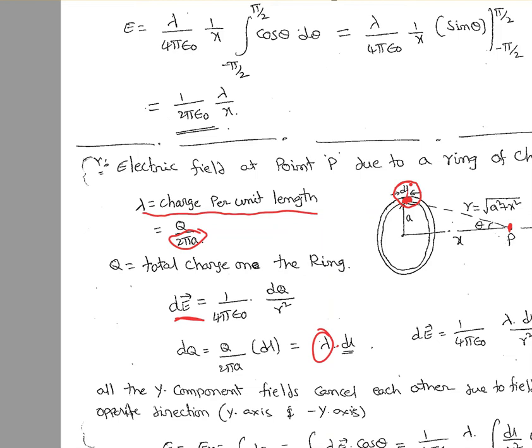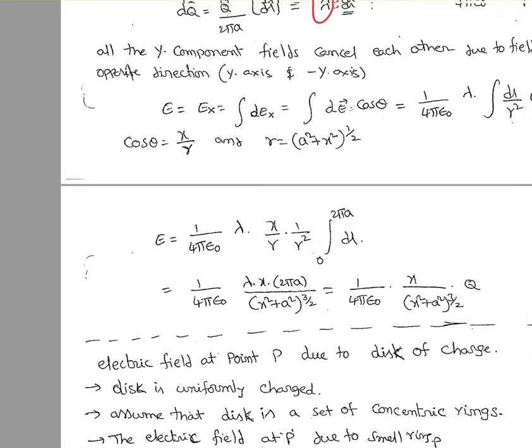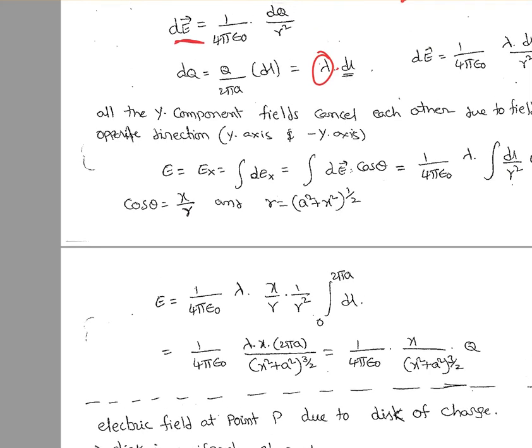Here also the y component matters. Because of this length, the field is going to be directed downward. At each point, all the y components are going to cancel each other out. So in the end, we will have only the x component, and the electric field at that point will have only Ex.